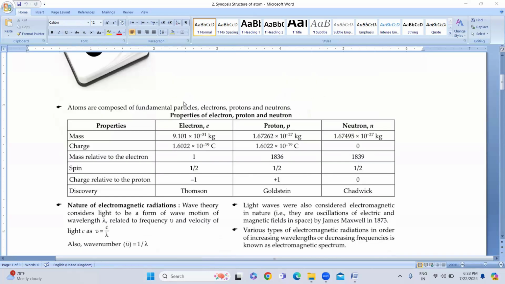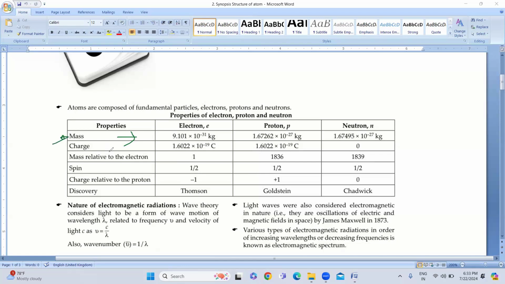Firstly, you have to remember the properties of electron, proton, and neutron. What are the different properties? You should remember the mass. The mass of the electron is 9.101 into 10 raised to minus 31 kg. Please note it down, some of the important points.